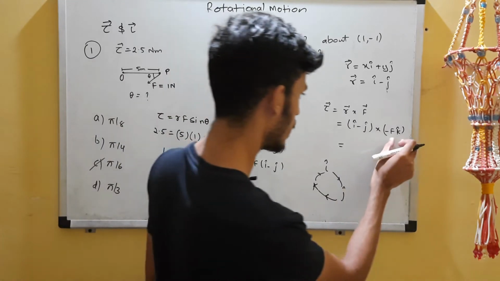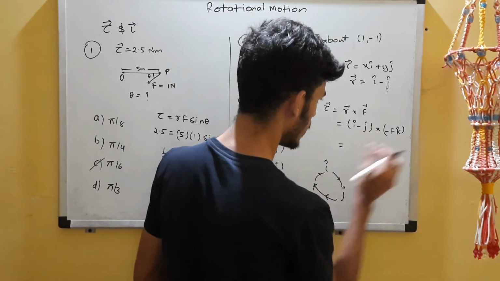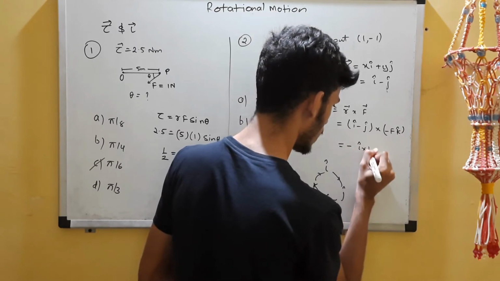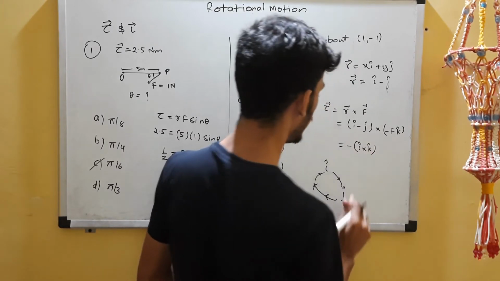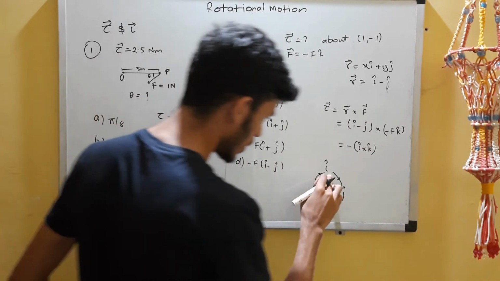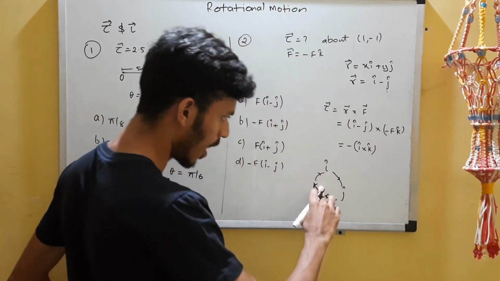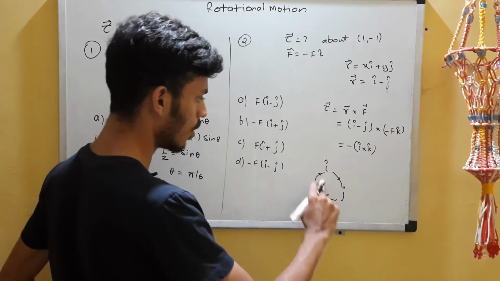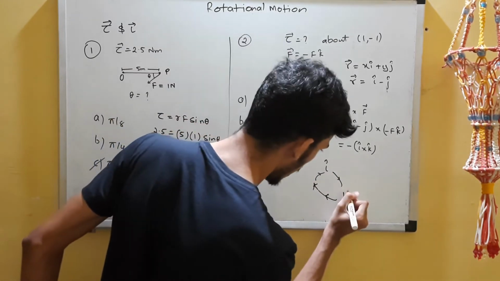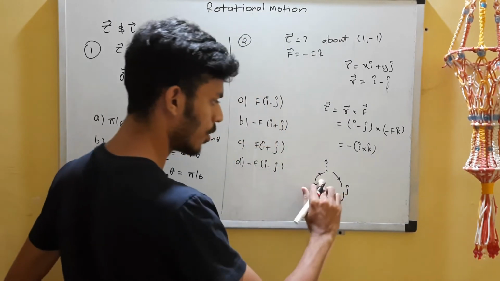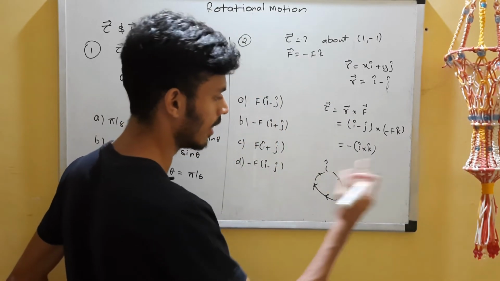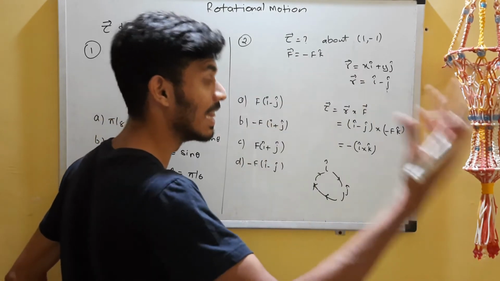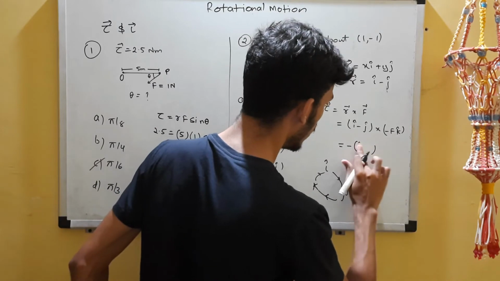So first we have to multiply this with this, so this and this we have to cross, so we'll get minus i cap cross k cap. And if you see, minus, so i cap cross k cap, you are going in the opposite direction. This direction is positive. If you go in the opposite direction, i j k, you will get negative. So i cap cross k cap will be j cap, but negative j cap because we are going in the opposite direction.